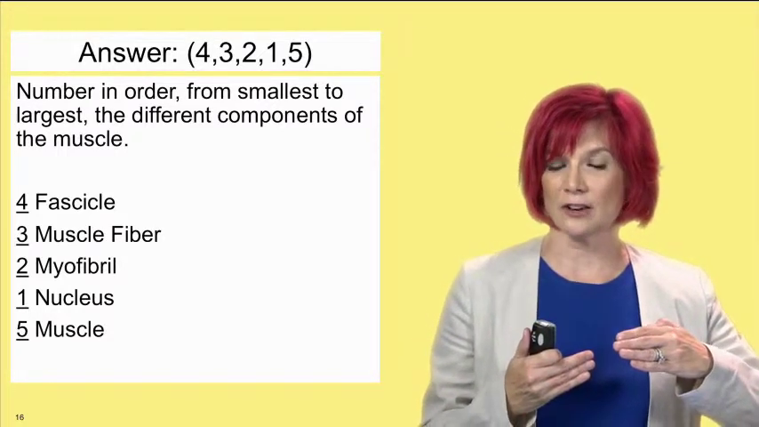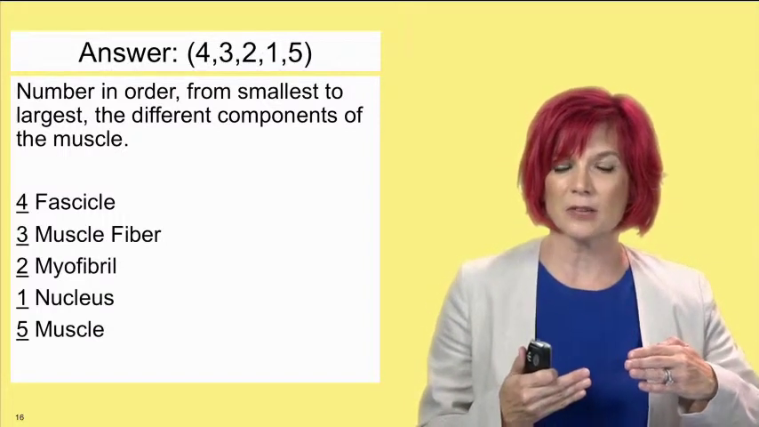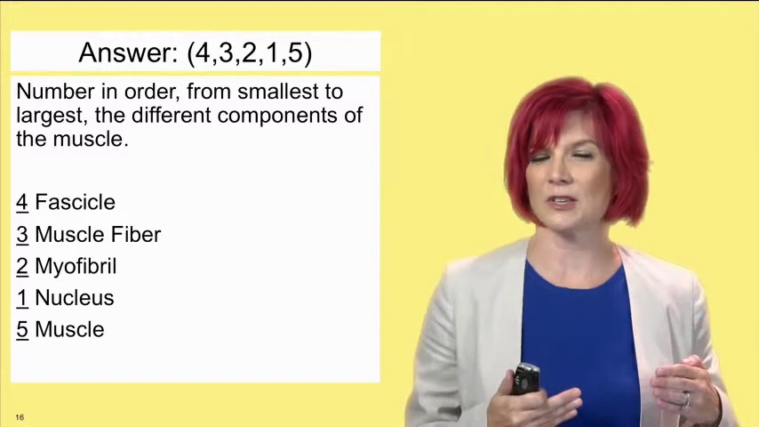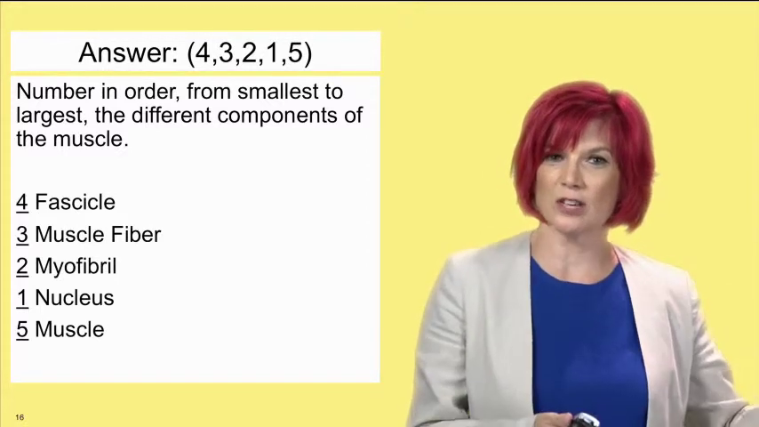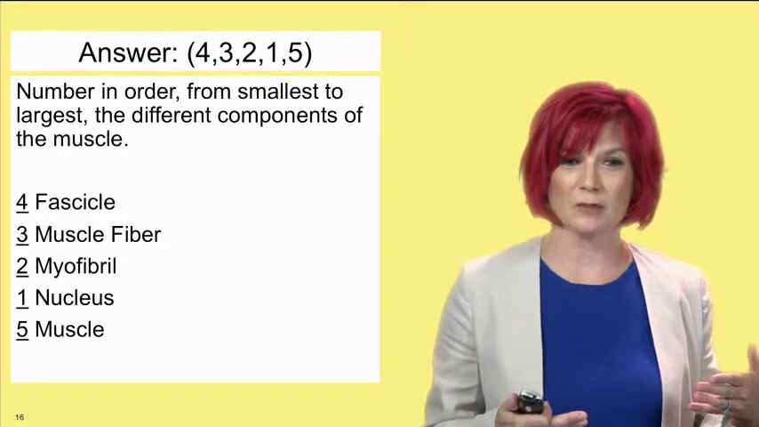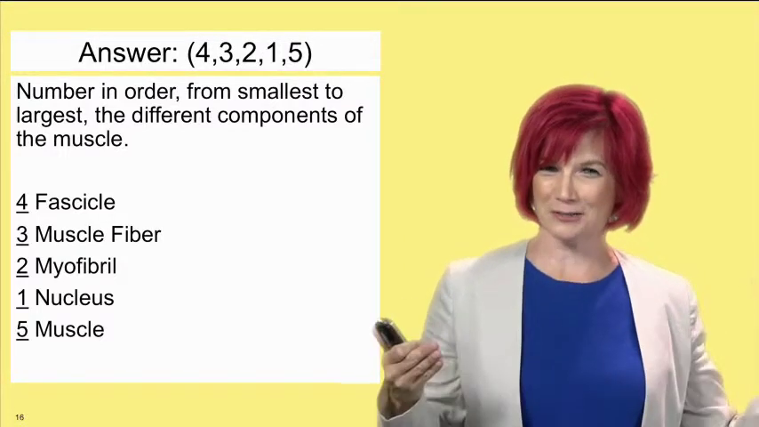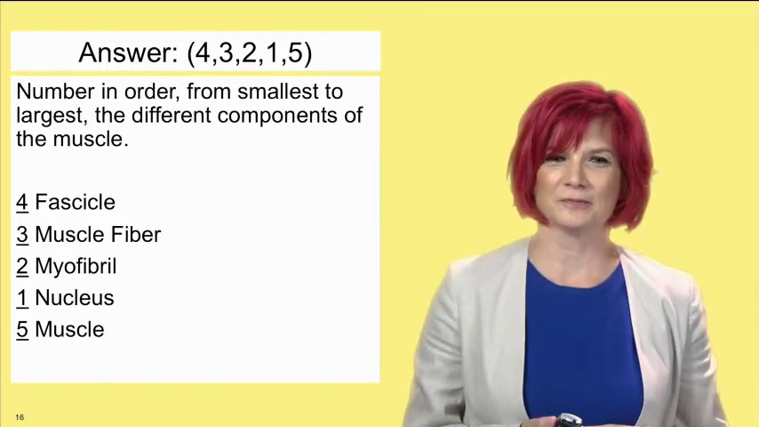And what we're going to learn later on is that if we do find that the nucleus is located in the middle of the cell, that's a sign that something has gone wrong. So the nucleus is the smallest structure in this particular listing. And next is the myofibril, which is inside the muscle fiber. Then the skeletal muscle fiber itself, the fascicles, and finally the skeletal muscle itself.